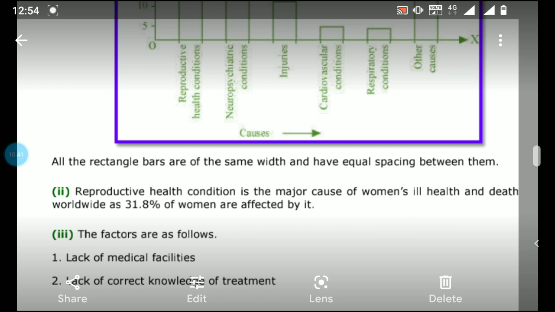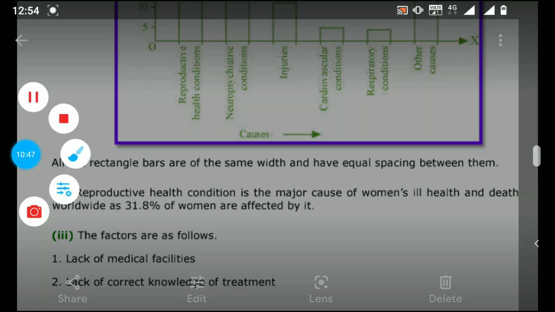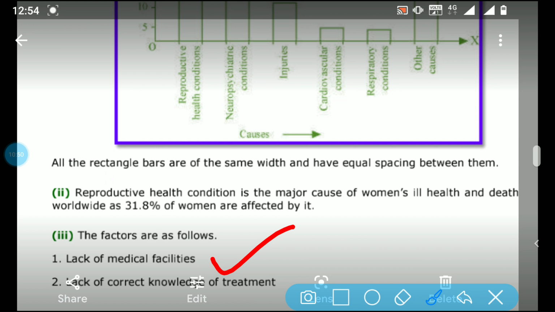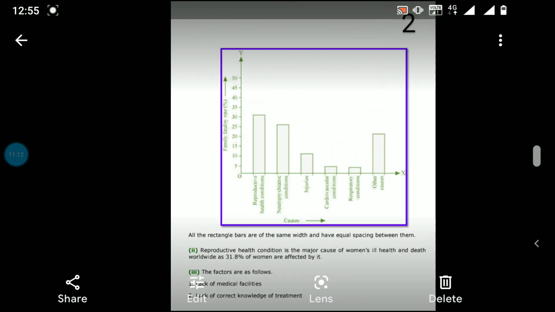Okay, and the third one, you can see the factors are as follows. What are the factors? Lack of medical facilities, which means medical facilities are not provided in this area. So that's why this fatality rate has increased. Lack of correct knowledge of treatment: maybe there is a lack of knowledge, and they don't know the proper treatment. So these are the factors, and these factors can affect this rate.